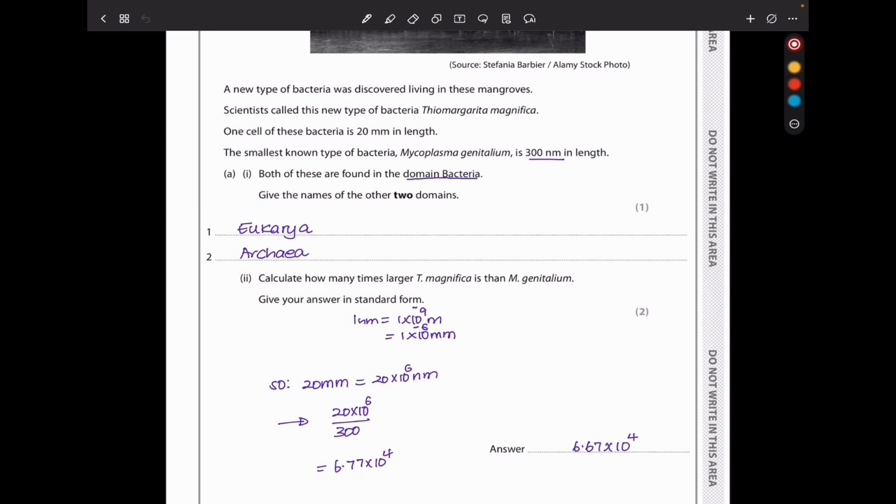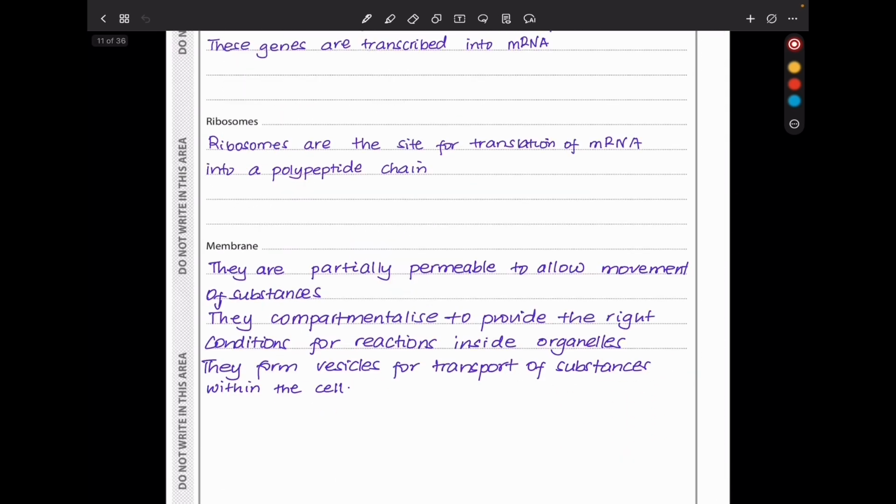Next, they say calculate how many times larger T. magnifica is than M. genitalium. Give your answer in standard form. I'm going to convert this and that into similar units. So if we have 20 millimeters, it's going to be 20 times 10 power 6 nanometers. So if we want to find how many times larger, we use this, which is 20 times 10 power 6 divided by the 300 nanometers. And then I got 6.67 times 10 power 4. So this is how many times larger it is.